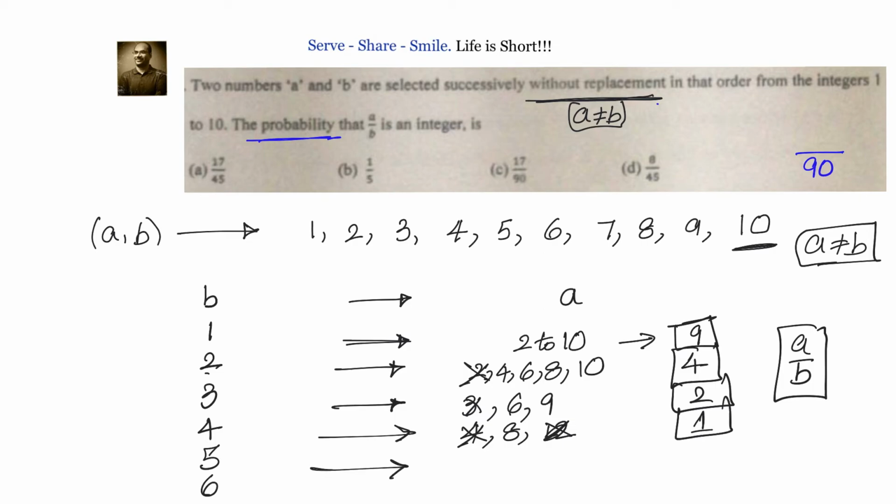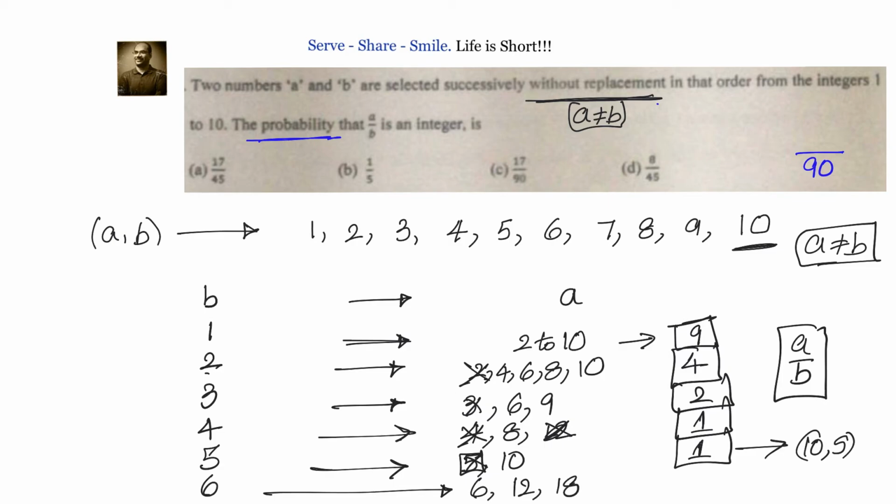Let's go to 5. When I go to 5, we have 5, 10 multiples of 5, but 5 cannot be there. So only 10 is valid. That means (10, 5) is the only option available for B equals to 5. Let us take B equals to 6. When I take B equals to 6, the multiples are 6, 12, 18. But we can't go more than 10, so none of them are allowed. That means these are the only options available to us.